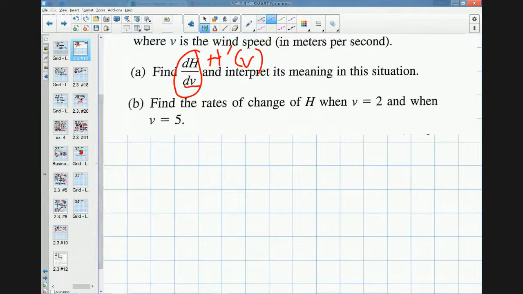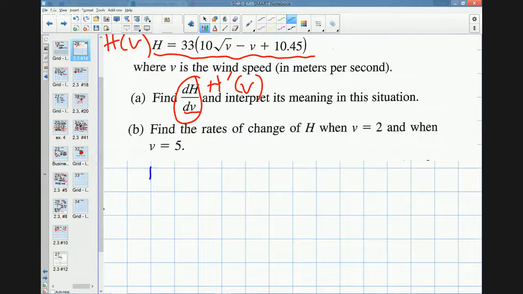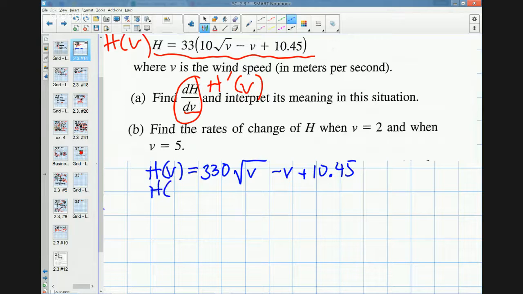I need a little space here. So now let's see. I've got to have the function showing. So let's write that as H of V instead of H, and let's multiply this thing out. Still not very friendly for taking a derivative, is it? So let's rewrite this. Now remember, we don't have a way at this time to take the derivative of a square root unless we go to what? Rewriting a root in power notation. So 330 v to the 1/2 minus v plus 10.45. Now we can take the derivative.